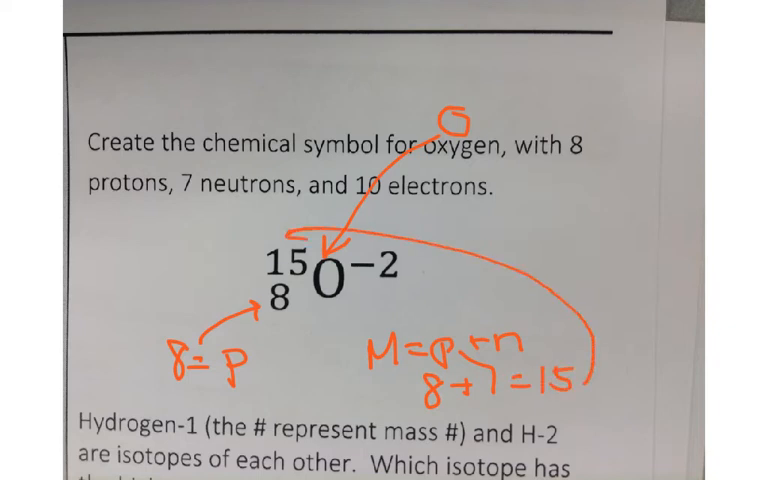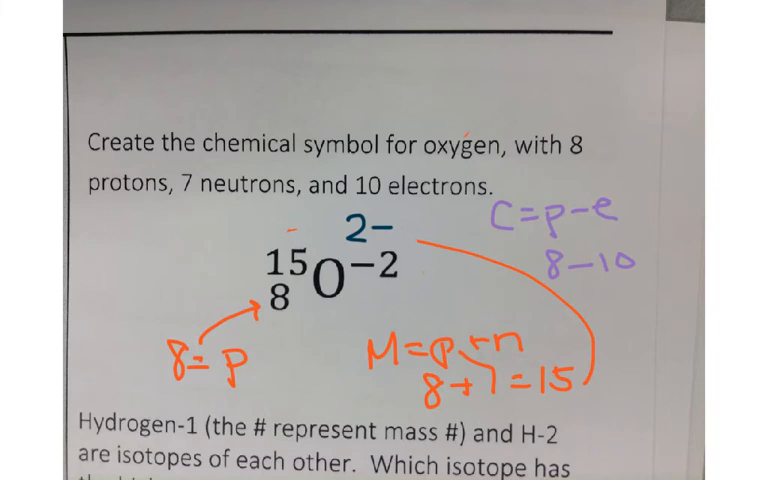And then to figure out your charge, you know charge equals protons minus electrons. My proton count is 8, my electron count is 10, so I know that I have 2 more electrons than I do protons, and that's where you get the negative 2. You will sometimes see that your charge is written instead of a minus 2 as a 2 minus. Both are considered acceptable in the chemistry world.